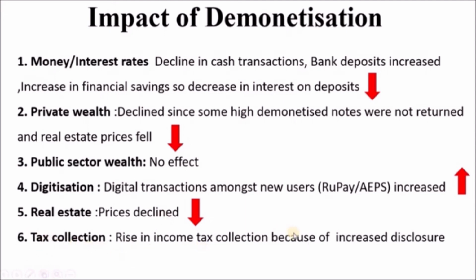Due to this demonetization, the tax collection increased because now people have no other option but to disclose the money which they have, and in case it is black money, they paid the tax at a penalty rate to convert that black money into white money.